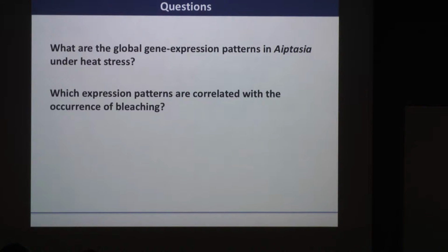So are there expression patterns that may be indicative of the bleaching pattern that happens? And then are there differences between the strains? So we see a difference in thermal tolerance at the phenotypic level, measuring the number of Symbiodinium that remain. Do we see those similar differences at the transcript level?